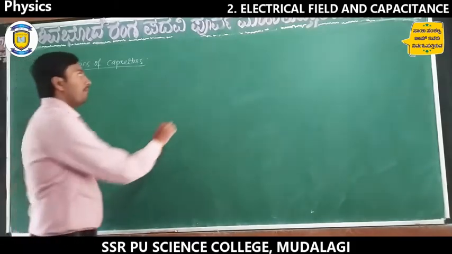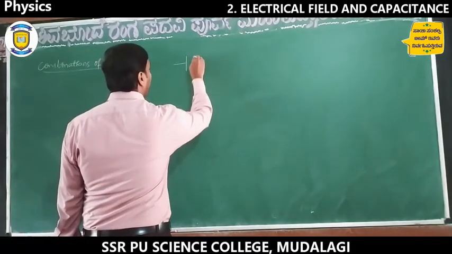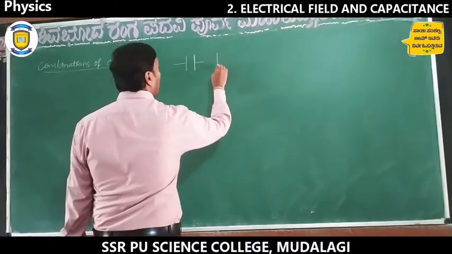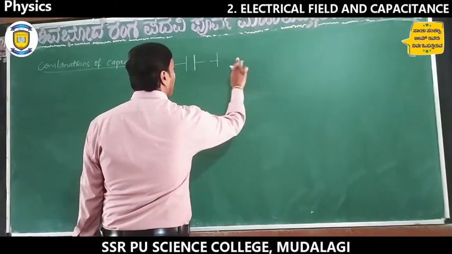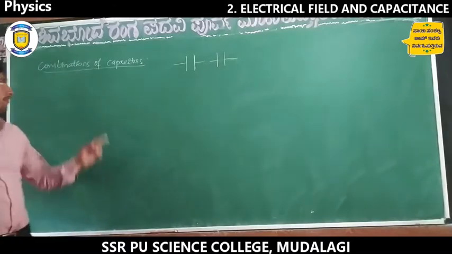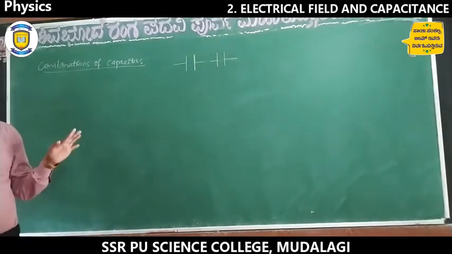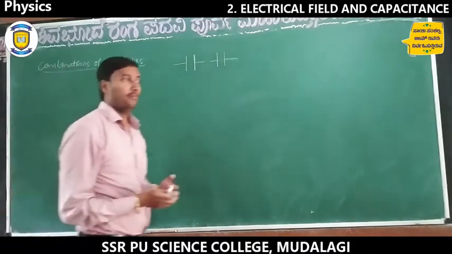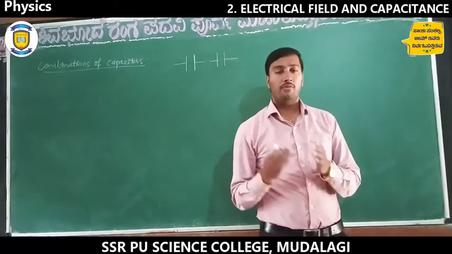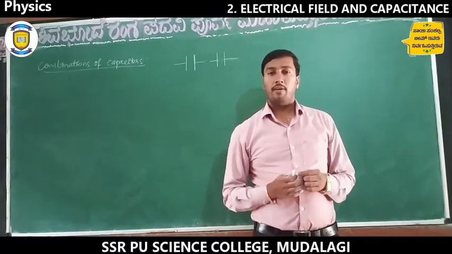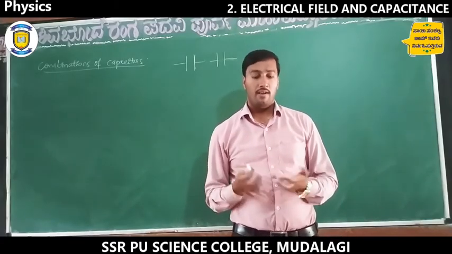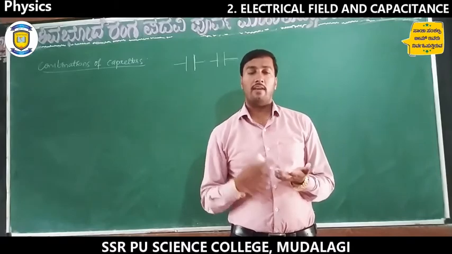ಕರೆಕ್ಟ್. ನಮಗ ಒಂದು 2 ಕೆಪಾಸಿಟರ್ಸ್ ಅದಾವ ಅಥವಾ 3 ಕೆಪಾಸಿಟರ್ಸ್ ಅದಾವ ತಿಳ್ಕೊಂಡ್ರೆ ಹೆಂಗ್ ಕಾಂಬಿನೇಷನ್ ಮಾಡಬಹುದು? ಒಂದು ಸೀರೀಸ್ ಕಾಂಬಿನೇಷನ್, ಒಂದು ಪ್ಯಾರಲಲ್ ಕಾಂಬಿನೇಷನ್.